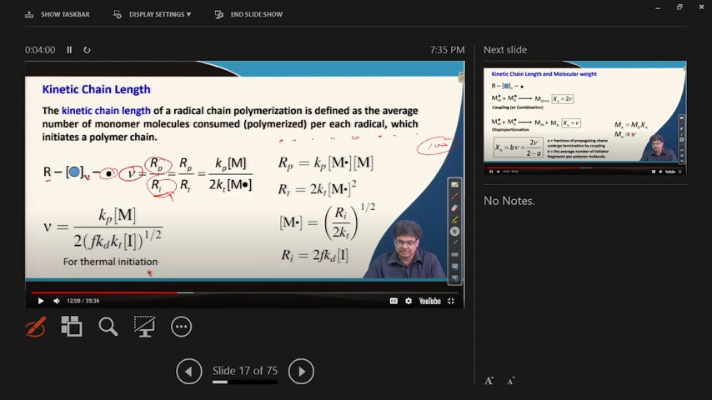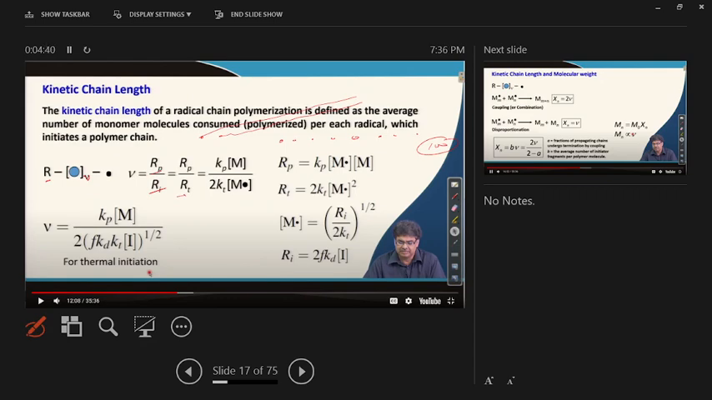But if Rp is higher, suppose there are only two radicals but the rate of propagation is very high, then indirectly we are saying that the kinetic chain length will be very high. So finally we can say that kinetic chain length depends on Rp and Ri. It is directly proportional to Rp, and inversely proportional to Ri. Rate of initiation is equal to rate of termination, so we can further write this equation like that.